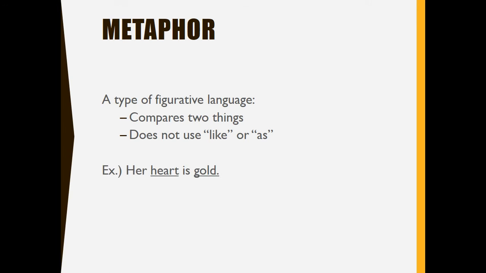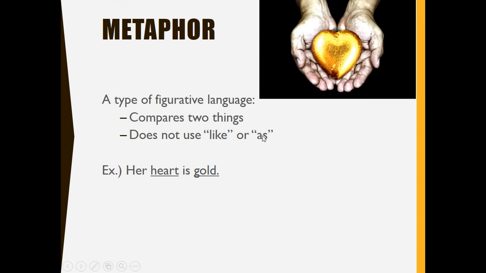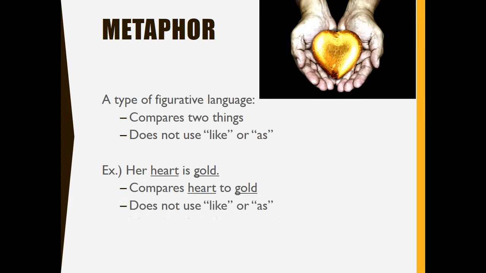An example is, her heart is gold. Heart is being compared to gold, but it is not using the word like or as. Now keep in mind that gold is something very valuable. So to say that her heart is gold is to say that her heart is valuable.